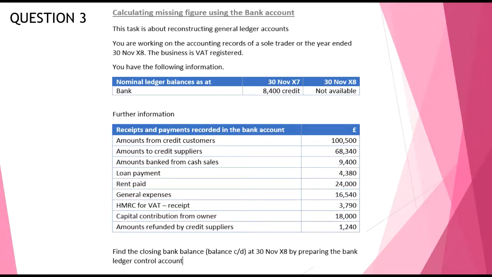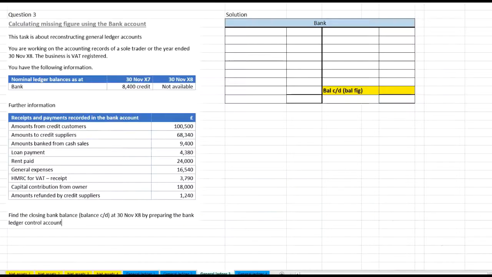Let's look at a slightly bigger question now. This question is asking us to find out what the closing bank balance is going to be at the year end. So we have our bank account here, and I've already highlighted that. I'm assuming it's going to be on the credit side, but I can move it if necessary. So let's see what information we've been given.